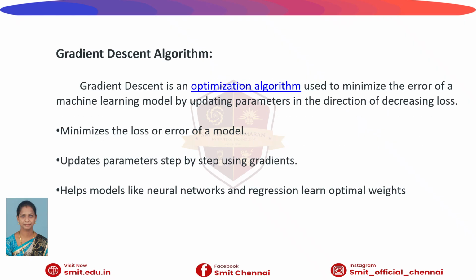Gradient descent is one of the most important optimization algorithms used in machine learning. Its main objective is to minimize the error or loss of a model by updating the parameters in the direction that reduces the loss.